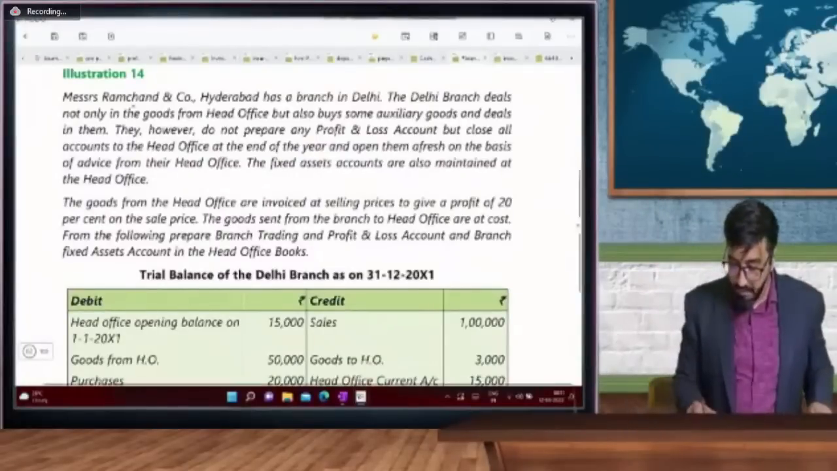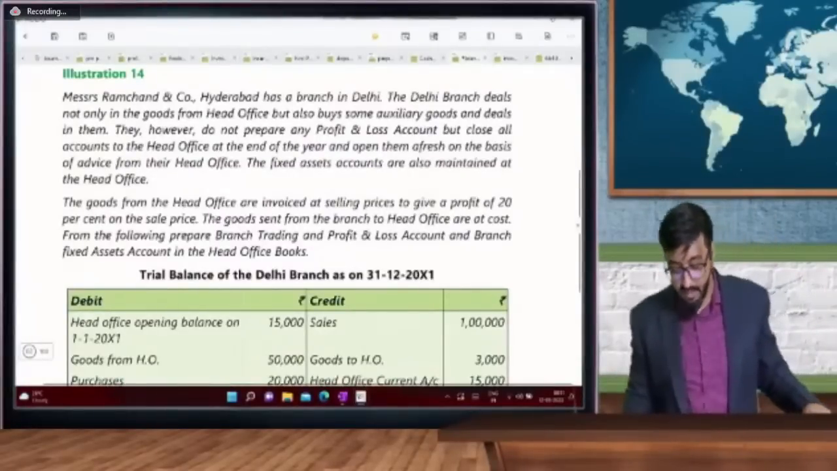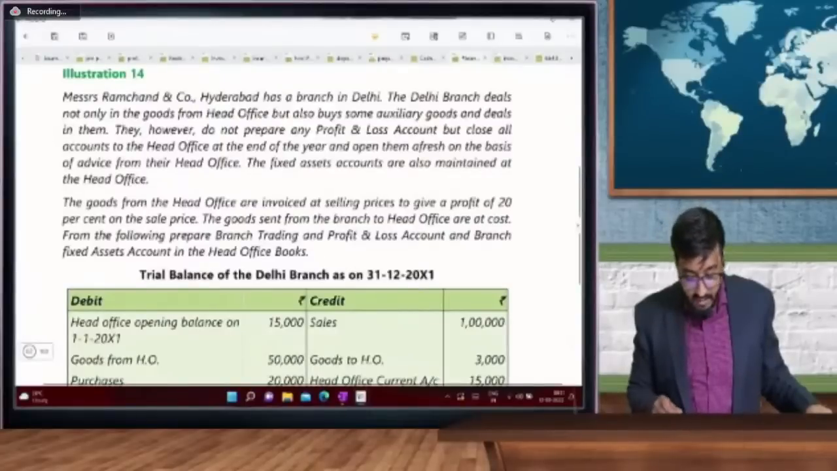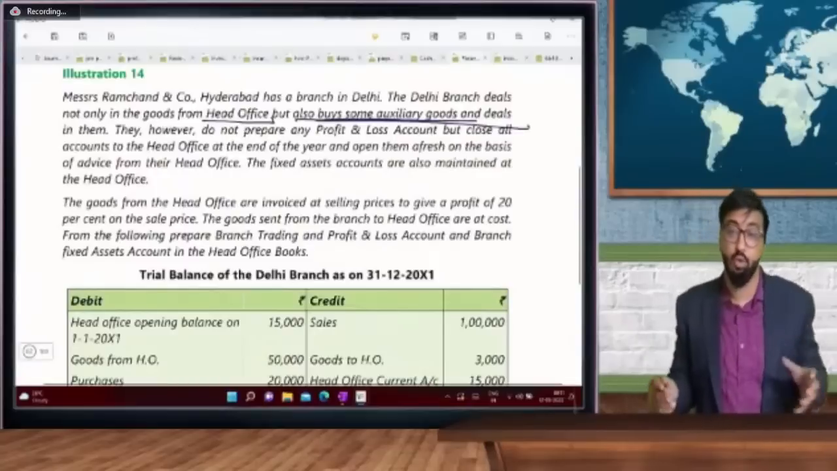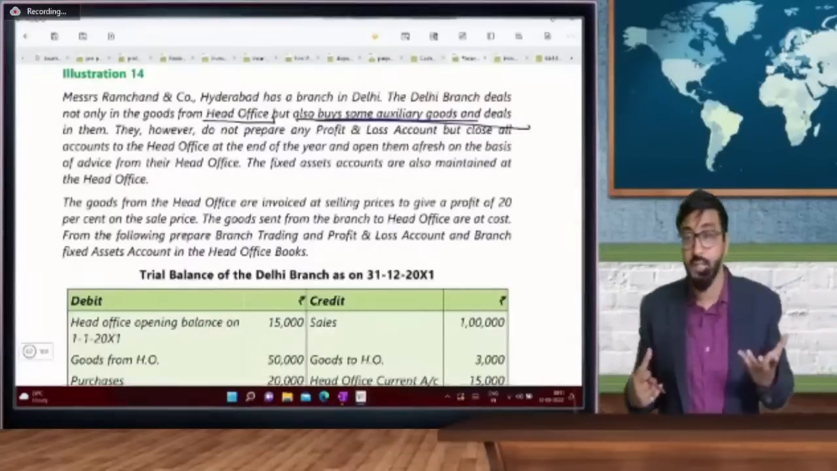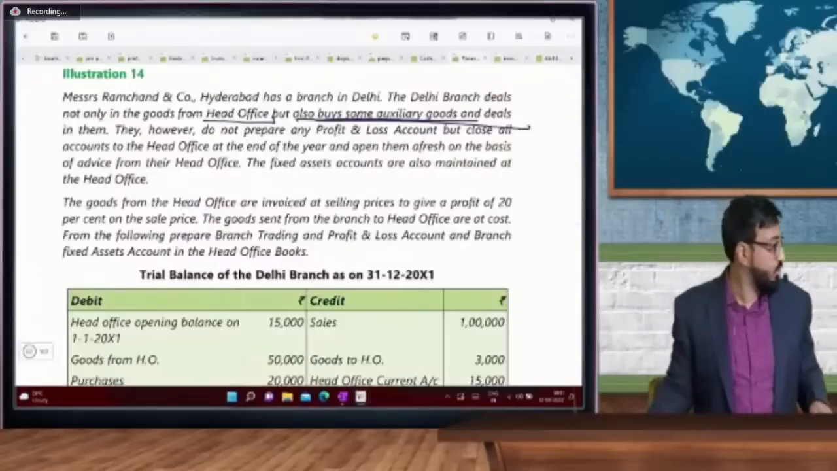So Messrs Ramchandra and Company Hyderabad has a branch at Delhi. The branch deals not only in the goods of head office, but also buys some auxiliary goods. Means the branch has its own purchases also and goods sent from HO also.